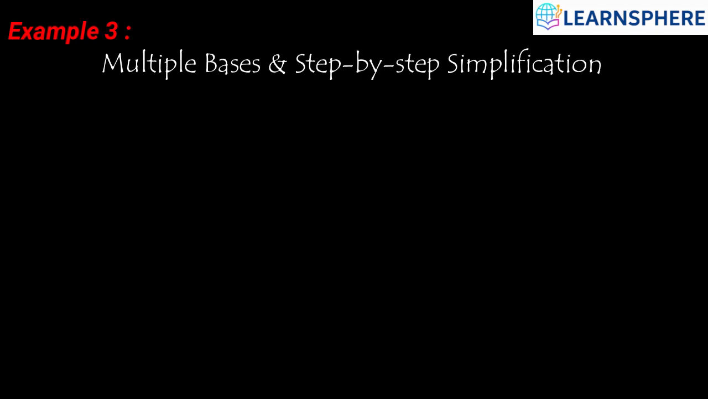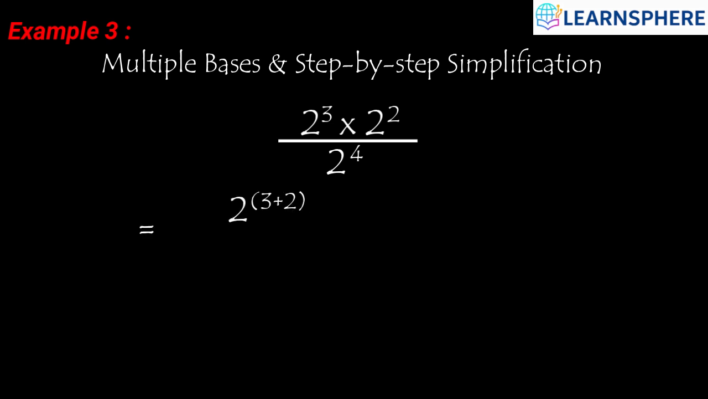Let's go on to example 3, where we have multiple bases and we have to do step-by-step simplification. For this example, we have 2 to the power of 3 times 2 to the power of 2 over 2 to the power of 4. Firstly, we have to solve and simplify the numerator, where we'll get in the numerator 2 to the power of 3 plus 2. And in the denominator, we can leave it as 2 to the power of 4.